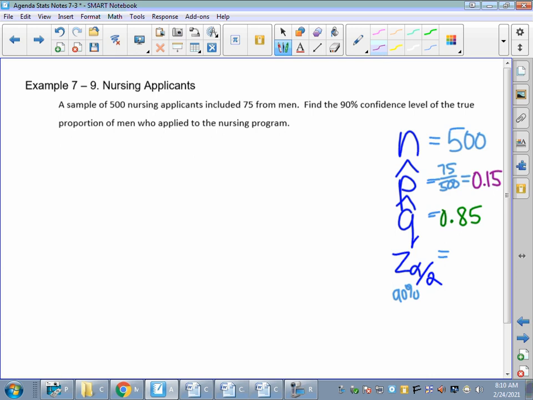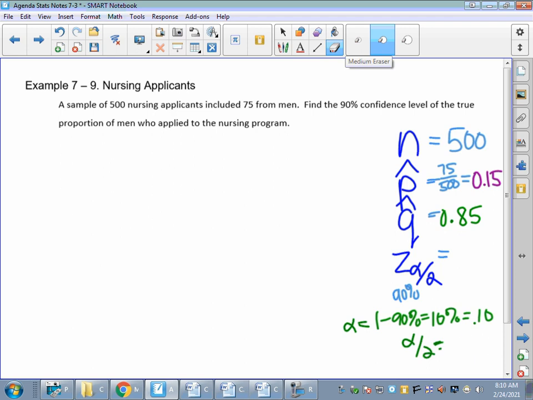And then my z value, we're going back to z. So it tells you to go to the z table, 90%. So remember, alpha then, 1 minus 90% would be 10% or 0.1. So alpha over 2 is going to be equal to 0.0500.